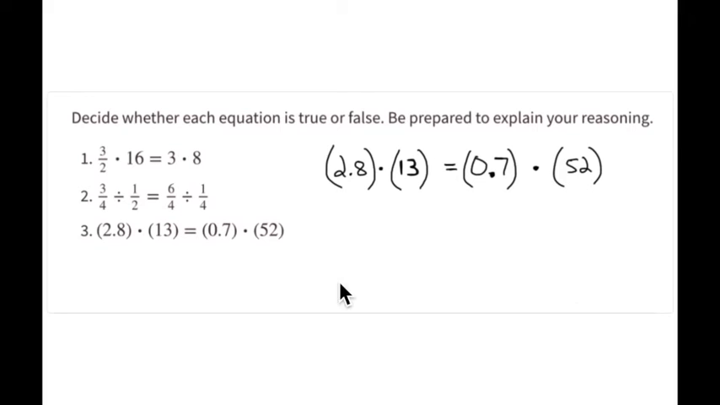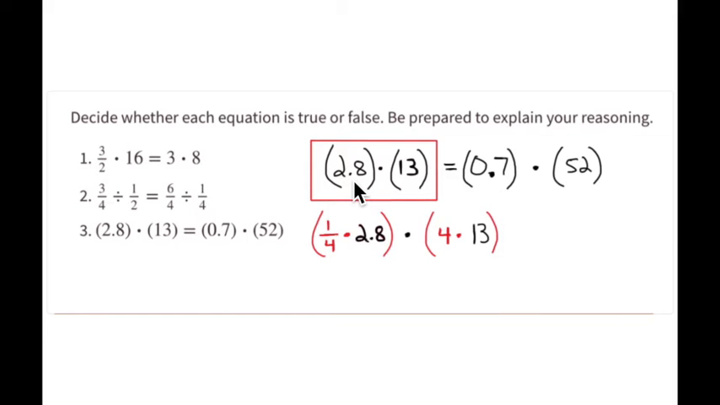The last problem, number 3, is back to looking at multiplication. So this is 2 8/10 times 13 equals 7/10 times 52. The question is, are those 2 sides of the equation equal to each other? So I'm going to just work again with just the expression on the left, 2 8/10 times 13.